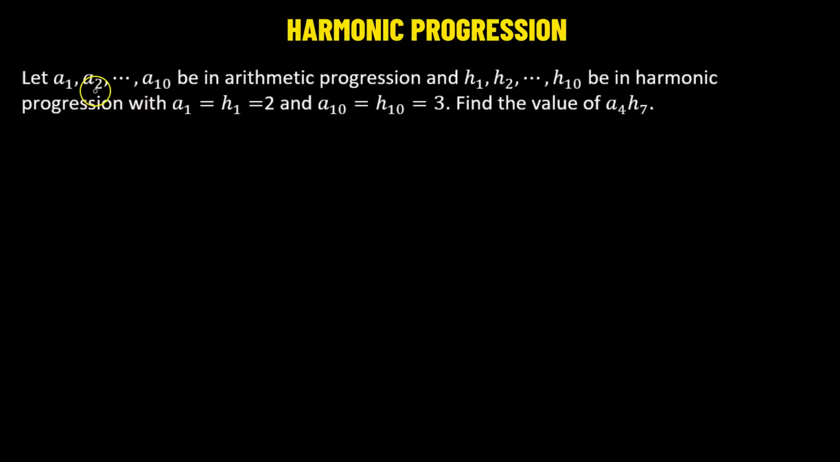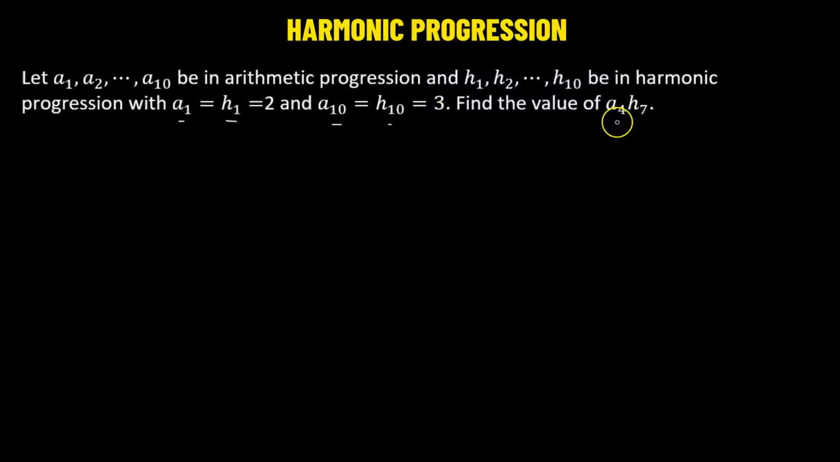So here we have an arithmetic progression with 10 terms, A1, A2, all the way up to A10. And then we also have 10 terms which are in harmonic progression. It's given here that the first term of the arithmetic progression, A1, and the first term of the harmonic progression, which is H1, both have a value of 2. And the 10th term of both of the two progressions is 3.